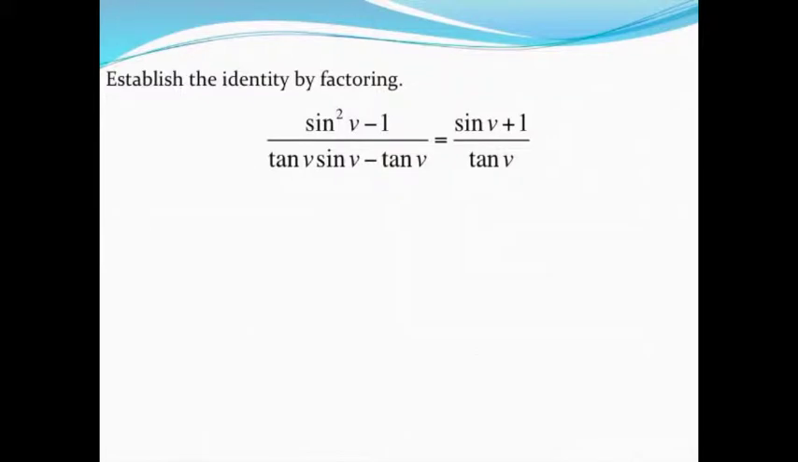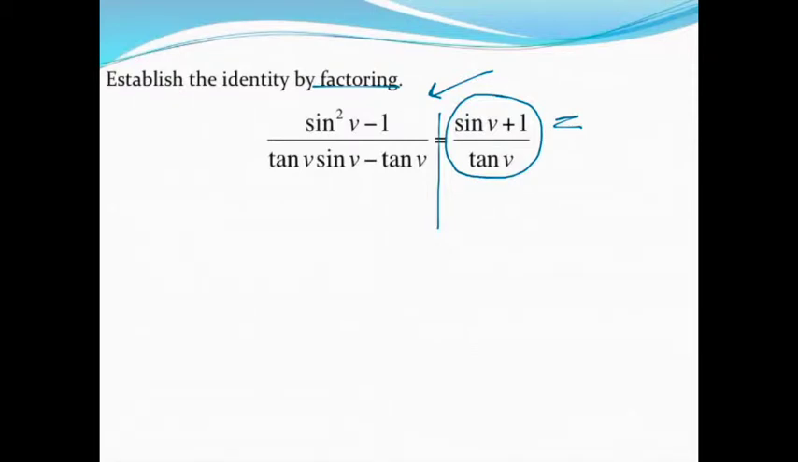Some trig identities can be established by factoring, and this is an example of a case where this will work. So remember, my goal is to rearrange one side to try to end up with the other side. In this case, I'm going to make this my goal, so I'm not going to mess with that side. I'm going to rearrange this side over here and try to end up with sine of v plus 1 over tangent of v, and then I'll have established the identity.